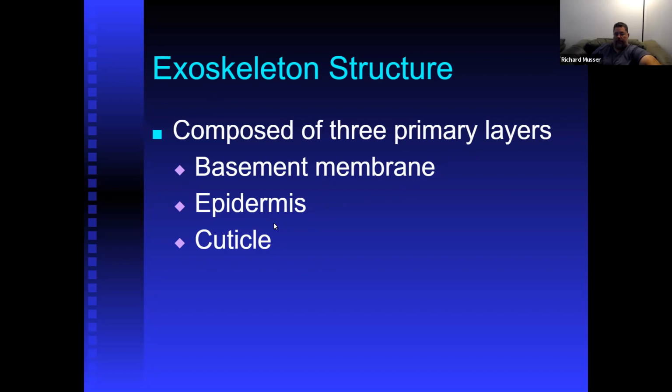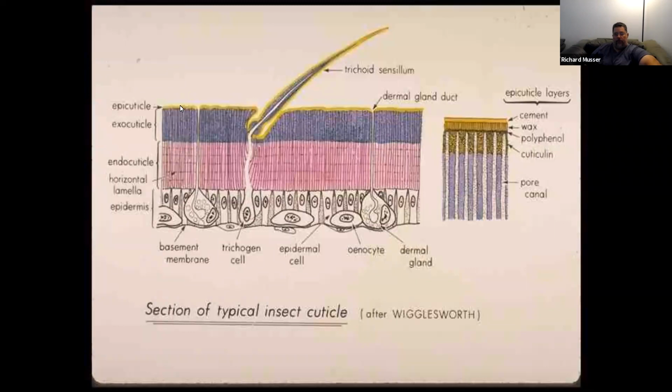So here's our epicuticle. And so this would be kind of a waxy layer that helps in retaining water. So I believe it's basically waxes and cements that harden. They come from secretions from these glands. So you can see the glands that provide the secretion, the dermal glands. So the dermal glands are providing the cement layer. And then you have your exocuticle that makes up the exoskeleton. Then you have your endocuticle.